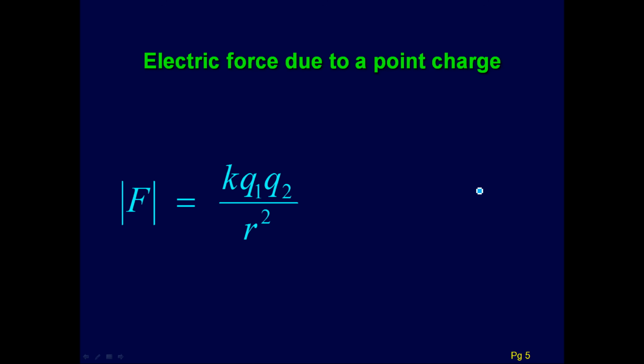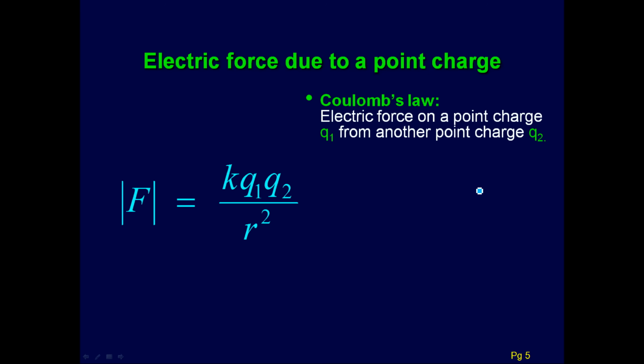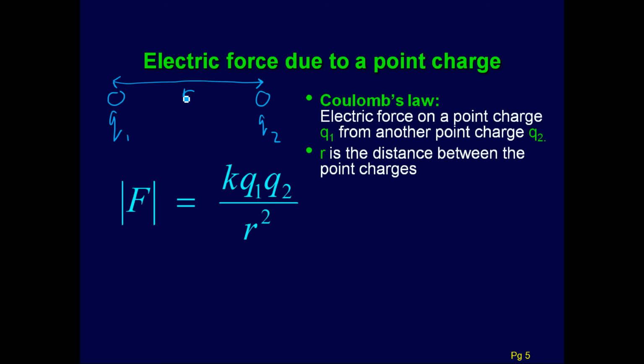Our equation to calculate the electric force is called Coulomb's Law, and it looks like this right here. This is the electric force on a point charge Q1. So you can draw a little picture. Maybe this is Q1 and this is Q2. This equation gives us the force that Q1 feels caused by Q2. And the other key part of this equation is that r is the separation between these two particles, the distance between the two point charges.